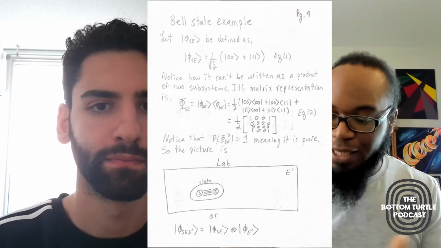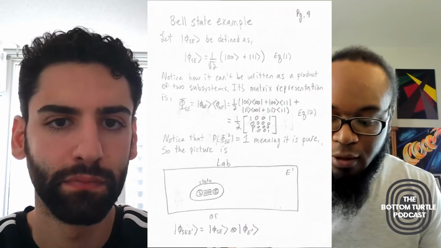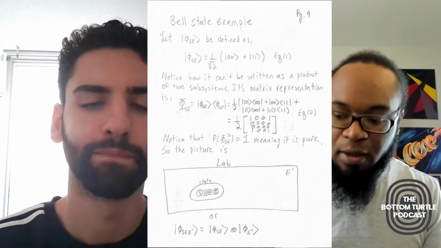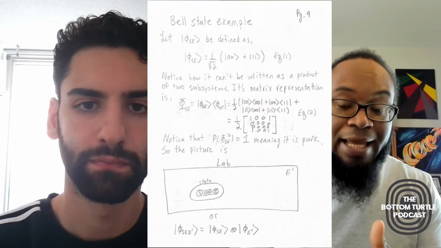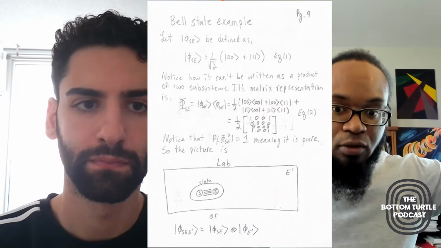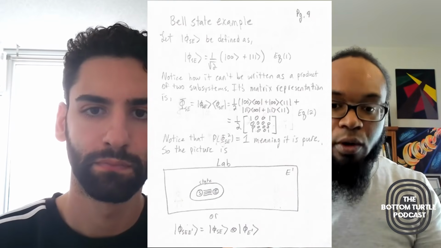Now page 9 is where we get into the interesting stuff. So now let's write down a maximally entangled state. This is what we call a Bell state in quantum mechanics. When you look at equation 1 on page 9, I have phi SE, which is a single ket that exists in the composite higher dimensional space, and that's equal to 1 over square root of 2 times 0, 0 plus 1, 1.